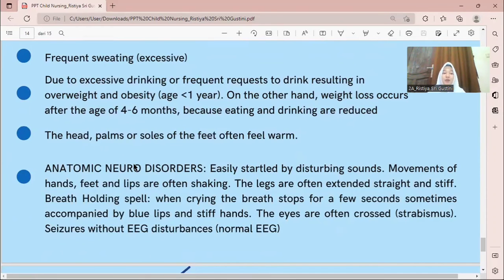And the last, autonomic nerve disorder easily triggered by disturbing sounds. Movements of hands, feet, and lips are often shaking. The legs are often extended, straight, and stiff, with breath holding. When crying, the breath stops for a few seconds, sometimes accompanied by blue lips and stiff hands. The eyes are often closed, with strabismus, and sleep disturbances are normally easy.